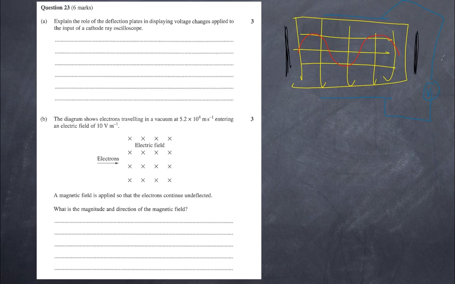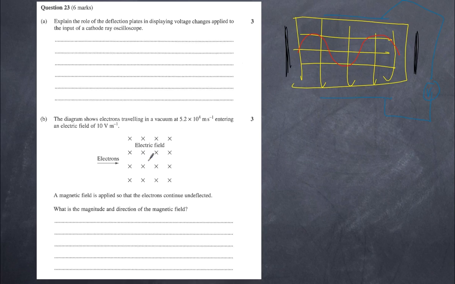Question part B. The diagram shows the electrons traveling in a vacuum at 5.2 × 10^4 meters per second entering this electric field. What's different here is that in many exams in the past, these crosses have always represented magnetic fields, but in this case it's representing an electric field. The electric field means that if it's crosses, then they are going into the page. So this electron is going to experience a force towards a positive plate, which is out of the page, towards you as you read it or as you watch this. So we know that the electrons are going to be experiencing a force towards us.